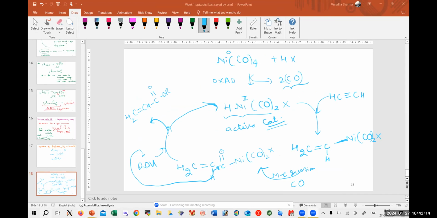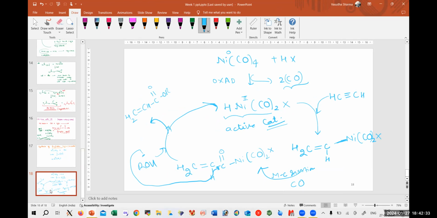Okay, so we were saying about this particular part, nickel CO whole 4. This mechanism is understood now, how we can prepare the acrylates by this particular method.